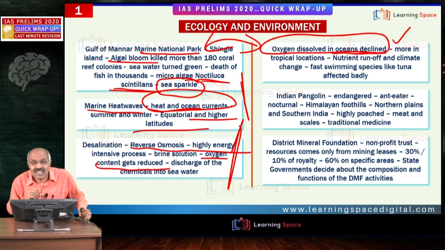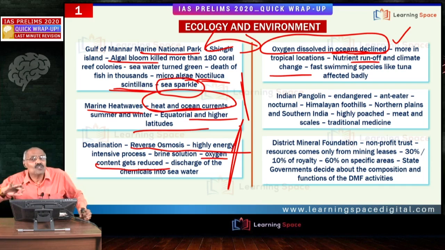Oxygen dissolved in the oceans declined by around 2%. And the decline is more in the tropical locations because of higher heat involved in the tropical areas, right? So nutrient runoff and climate change, these two are the reasons, right? So friends, climate change means we are seeing the global temperatures increasing, and in some areas these temperatures are too high. Because of climate change and nutrient runoff, which spreads to other regions also, oxygen dissolved in the oceans reduced by around 2%, please don't forget.